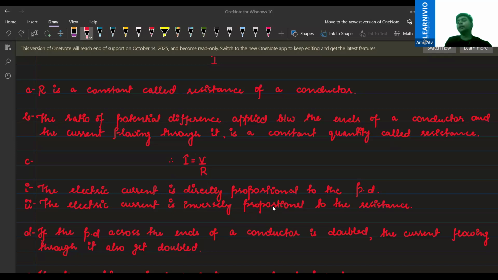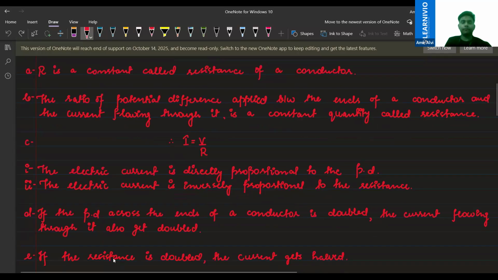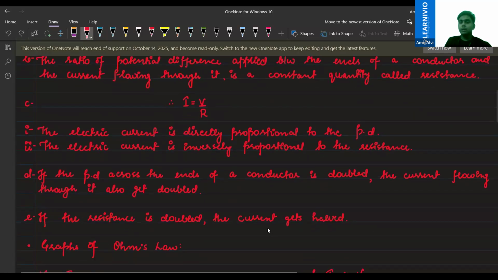So if the potential across the conductor is doubled, the current also gets doubled, right? And if the resistance is doubled, the current would become half.